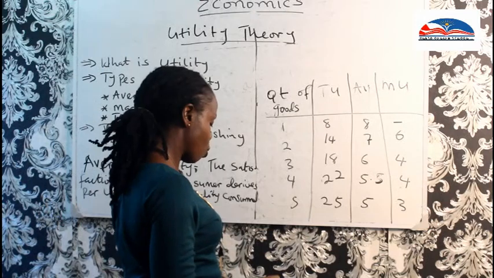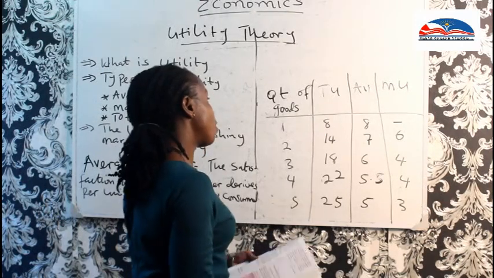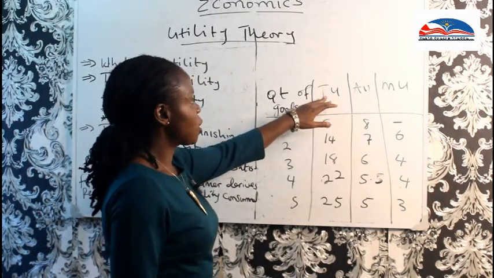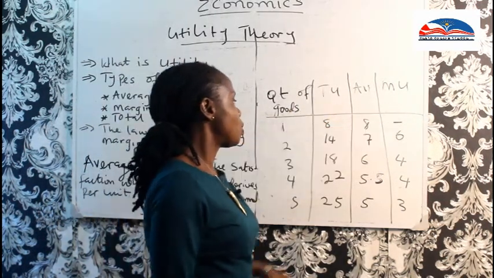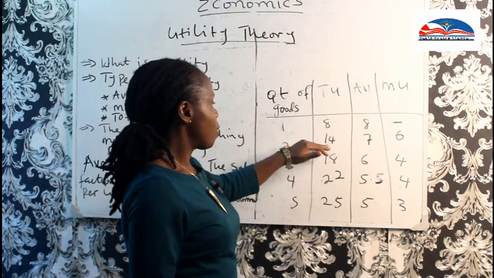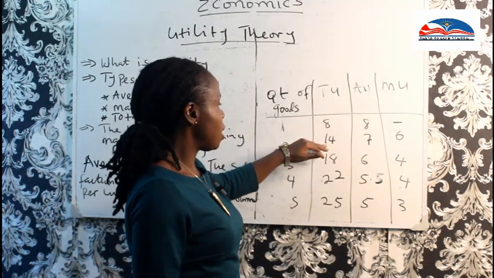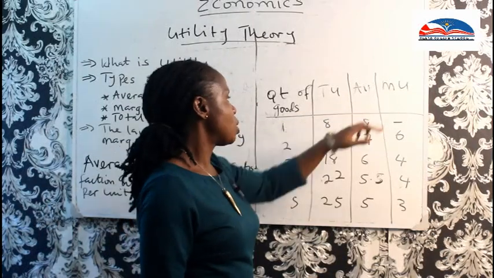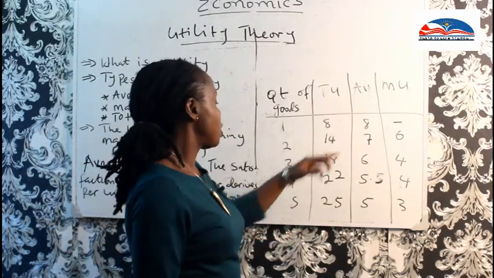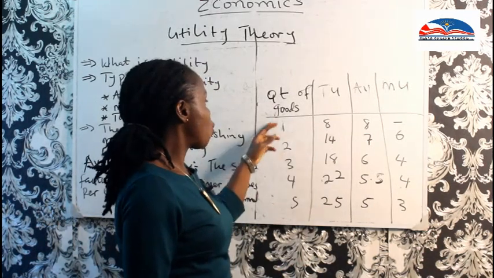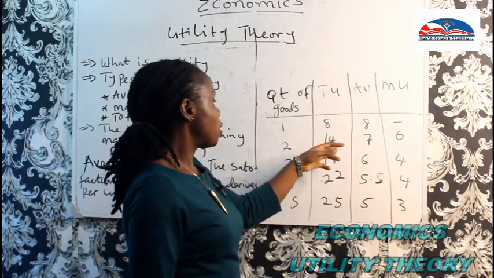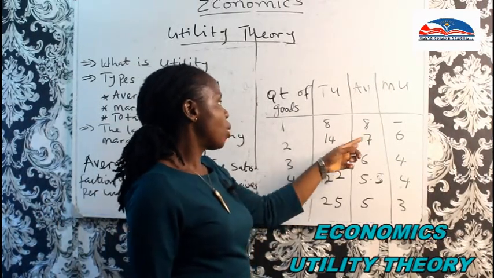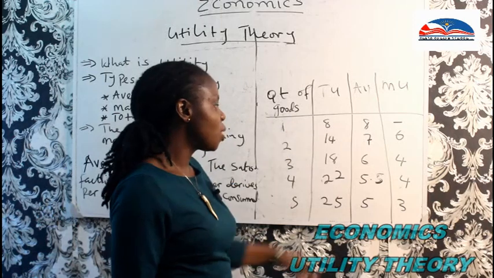So when they give you this curve, know that they will give you the quantity of your goods. Then you will use your total utility to get your marginal utility. Subtract from the bottom, the lower value from the top, and it will give you your marginal utility. Then for your average utility, divide the total utility by the quantity. That will give you the answer for your average utility.